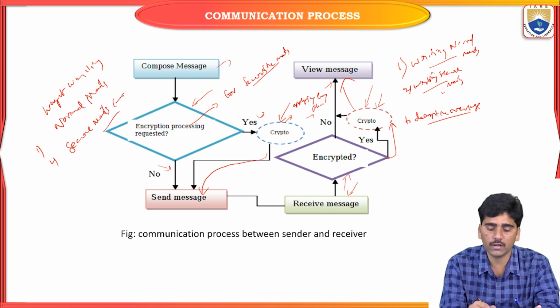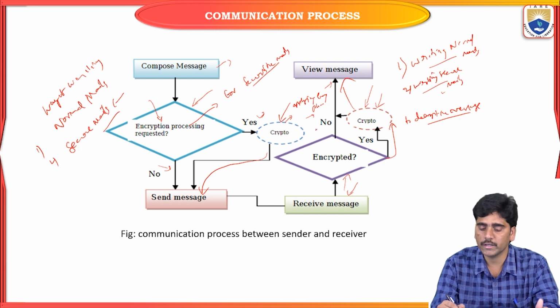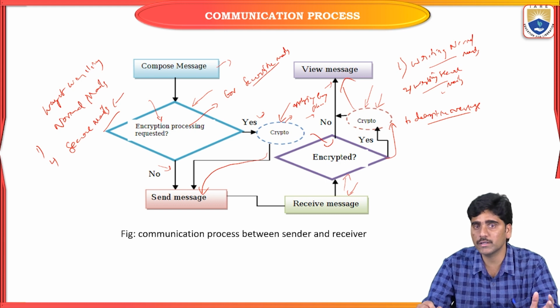So this is the way you can write secure mails, by doing a process called encryption. And on this side, they have to do the decryption process. So this is the way you can understand the communication process between both sender and receiver.